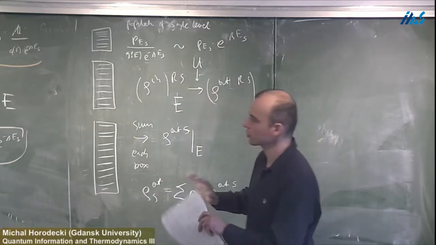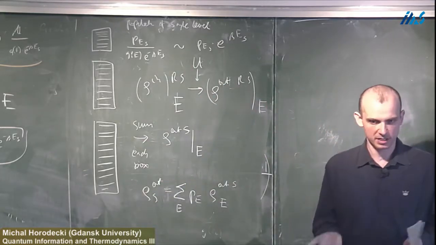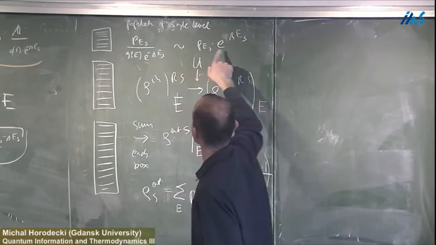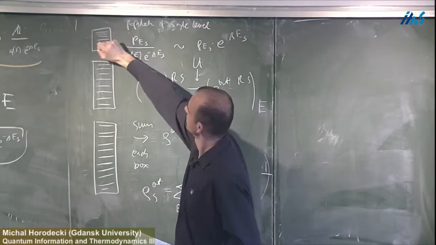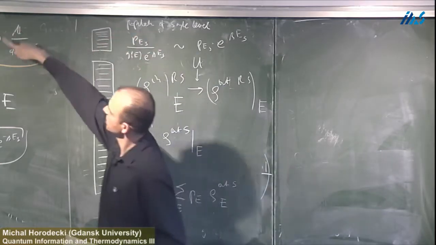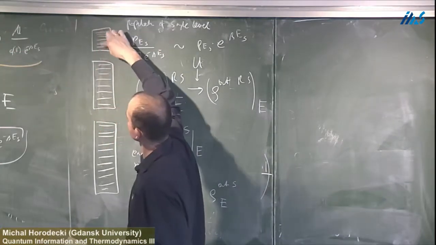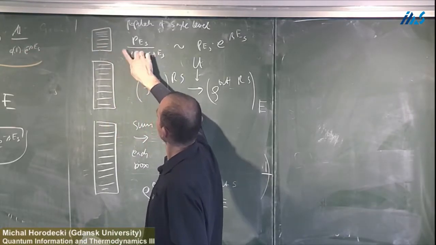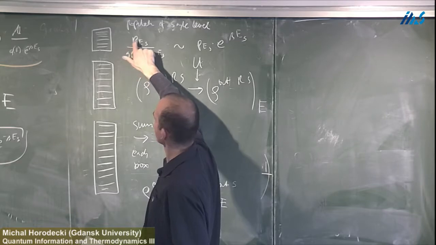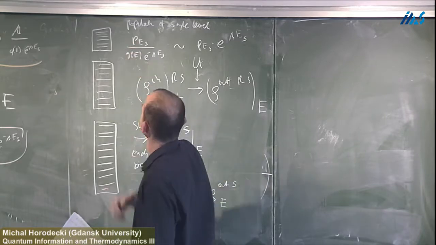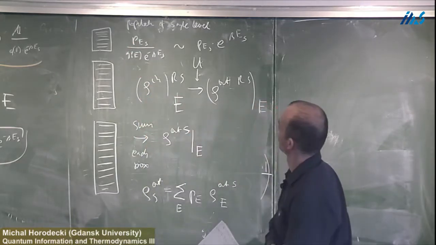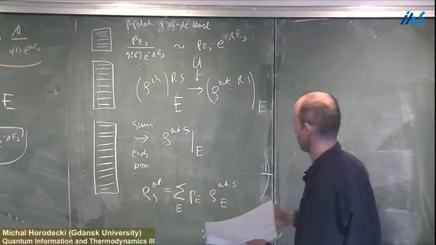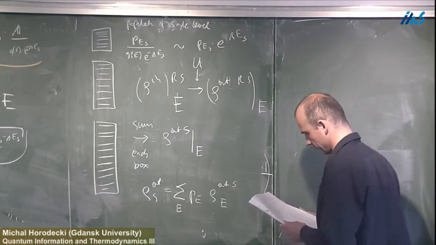Look, if you do not do anything, we should just get the original state. If you sum this up, of course it will give this, because this is a normalized state. Summing up these probabilities will give rise to 1. So we'll have just 1 times PS. This is a sanity check.